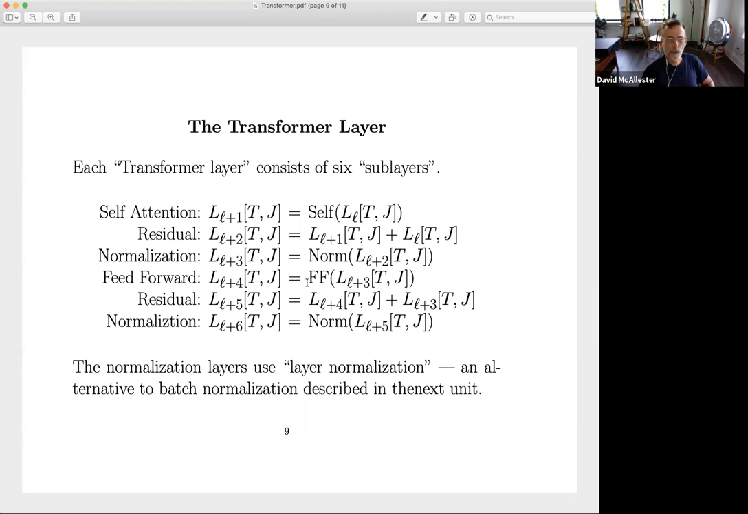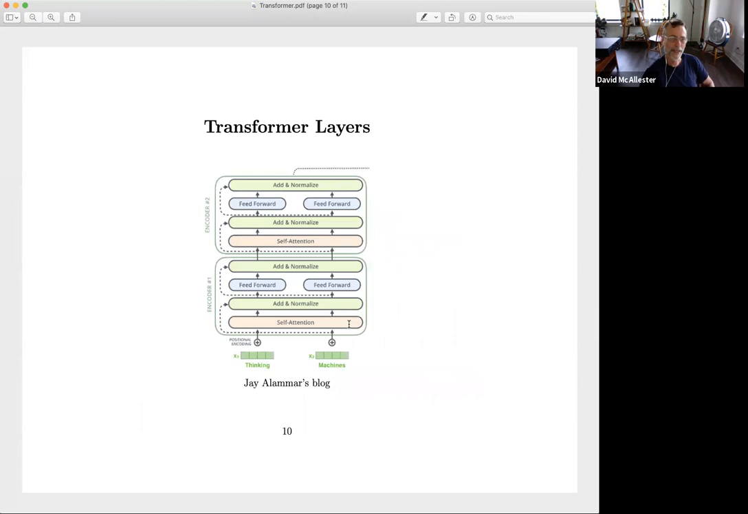And then there's a feed forward layer that operates at each time position independently. It's not looking across time, just each position independently is passed through a feed forward layer. That is included in a residual connection again. So this transformer layer has 2 residual connections. Each of these gets pumped through a residual connection. And finally, there's a normalization layer that produces the output of the transformer layer. And here's a picture. I've stooped to a picture.